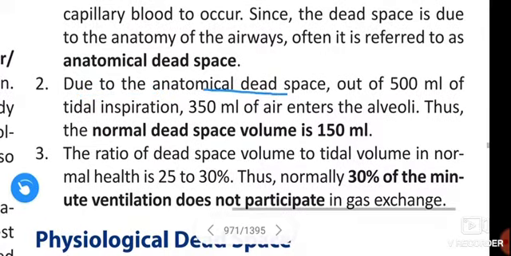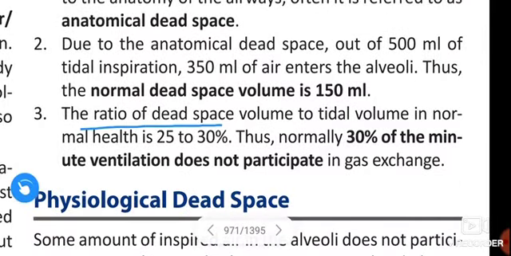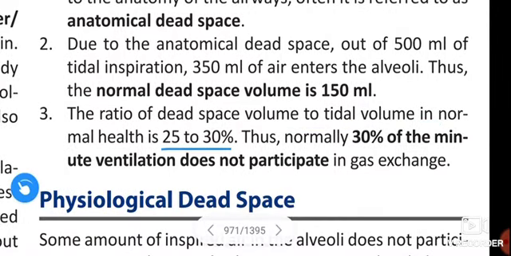Due to the anatomical dead space, out of the 500 ml of the tidal inspiration, 350 ml of air enters the alveoli. Thus, the normal dead space volume is 150 ml. The ratio of dead space volume to tidal volume in normal health is 25 to 30%. Thus, normally 30% of the minute ventilation does not participate in gas exchange.